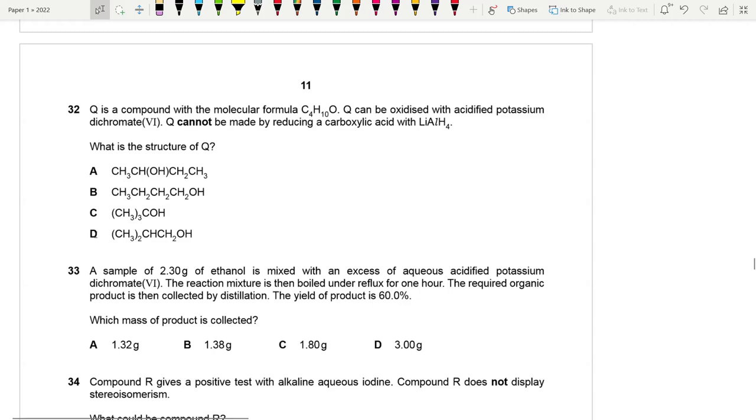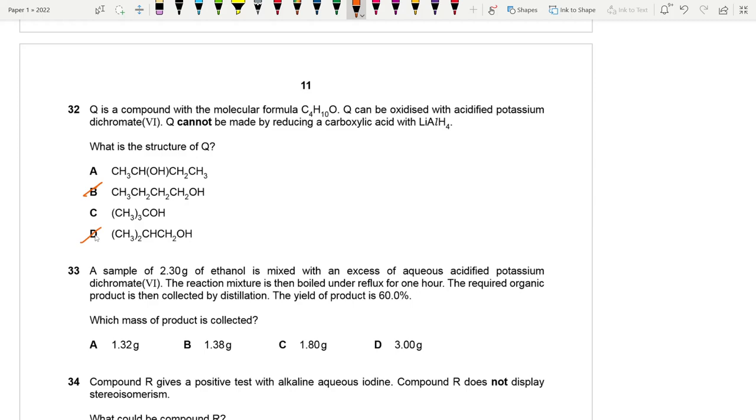32. Q is a compound with molecular formula C4H10O. Q can be oxidized with acidified potassium dichromate. Q cannot be made by reducing a carboxylic acid with LiAlH4. If you reduce a carboxylic acid with LiAlH4, you're going to get a primary alcohol. That's why Q can't be a primary alcohol. That's the thing that we need to take from this info.